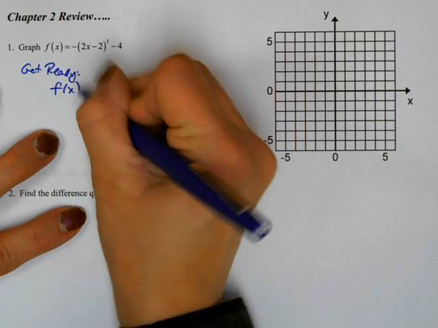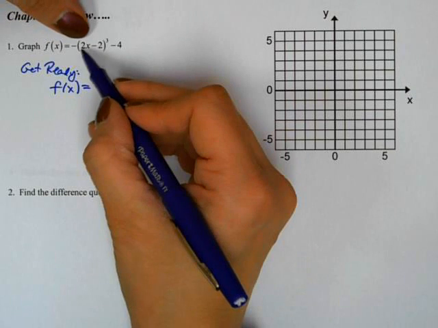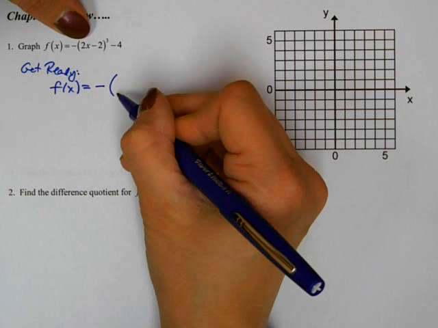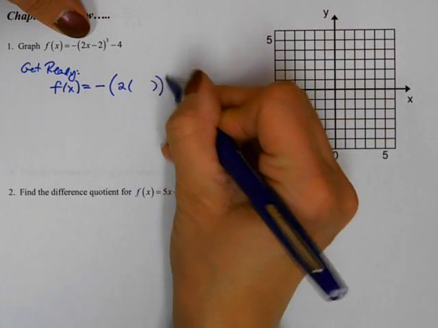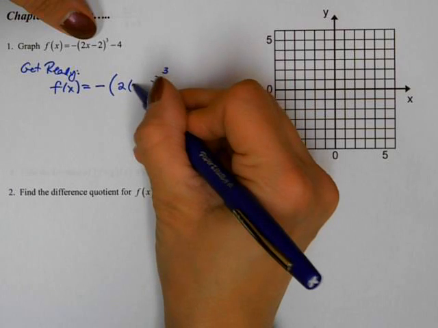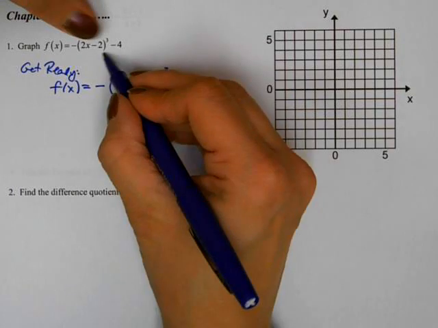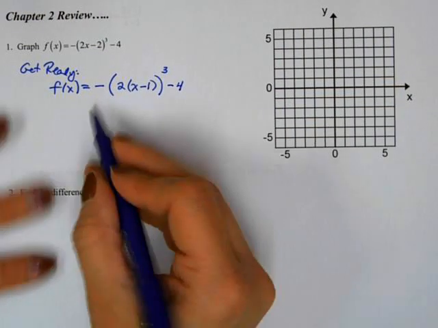F of x is equal to, so this negative is going to stay outside, and the 2 is going to stay inside. But I'm going to have to use double parentheses, because I want the 2 inside still getting cubed. That's going to be x minus 1, minus 4. So this is in ready form.